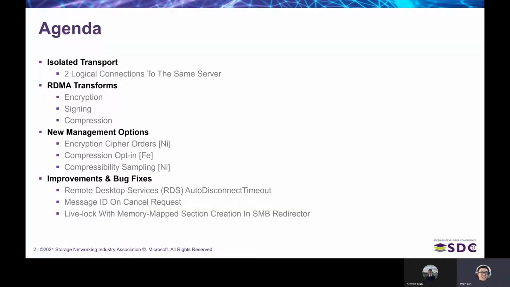The agenda for today has mainly four areas. We have a few newly introduced protocol changes that involve some isolated transport features and some new RDMA transforms features. And then we will also talk about some new management options given to the encryption and compression options in SMB. And last but not least, we will talk about some recent improvements and bug fixes that we have done in SMB.